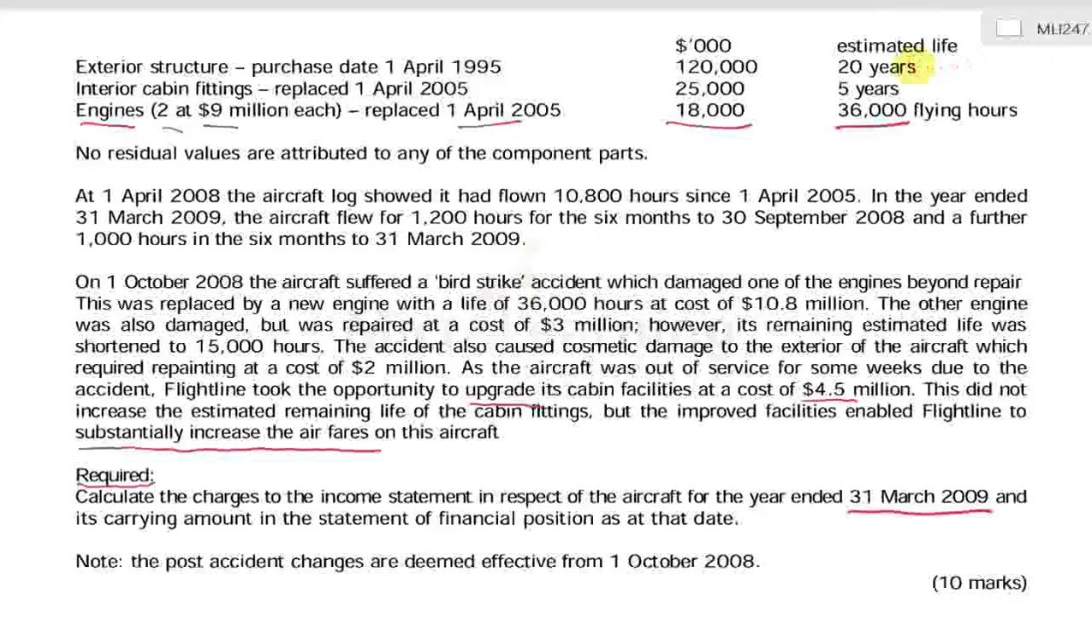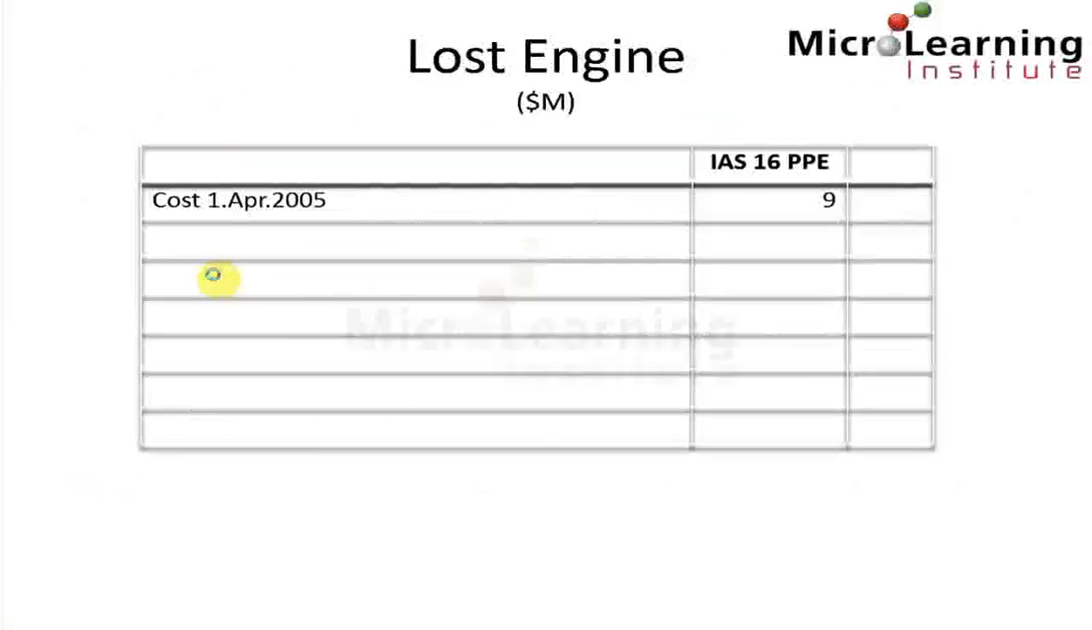We are told in relation to the engines that there were 2 engines which cost $9 million each, and they were replaced on the 1st of April 2005 at a cost of $18 million in total, and their estimated life was 36,000 flying hours. Following a bird strike on the 1st of October 2008, 1 engine was damaged beyond repair. In relation to this lost engine, we see the cost on the 1st of April 2005 was $9 million.